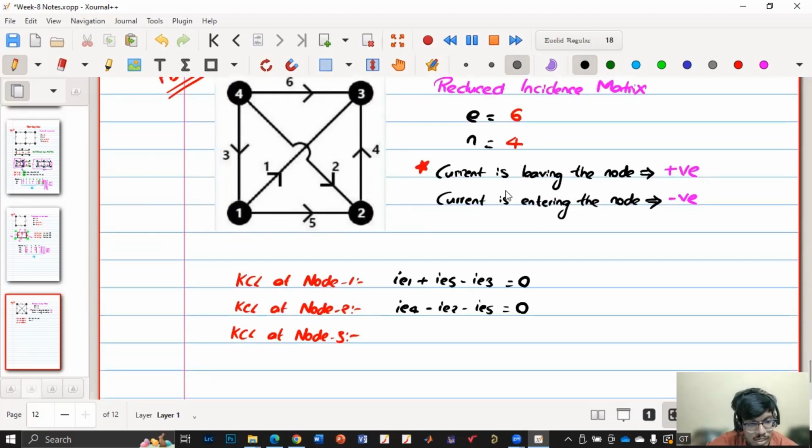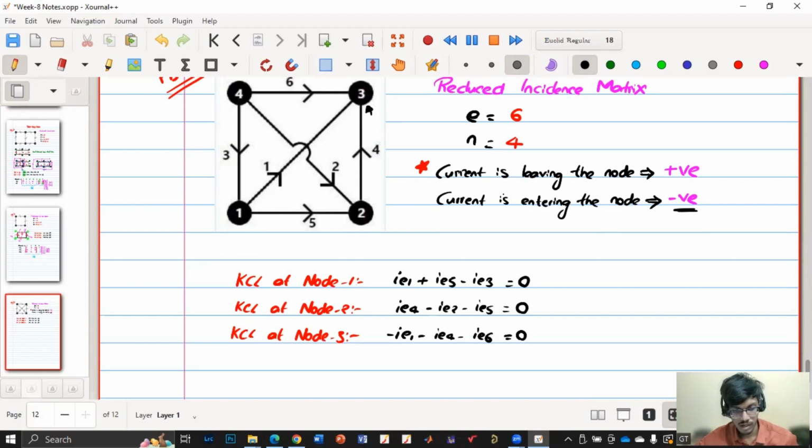Okay, and node 3. Sir, IE1 plus IE4 plus IE6 is equal to 0. So are all positive or negative? All are negative, sir. Yes, because current entering is negative. All are entering, so minus IE1 minus IE4 minus IE6 is equal to 0. So this is our convention.